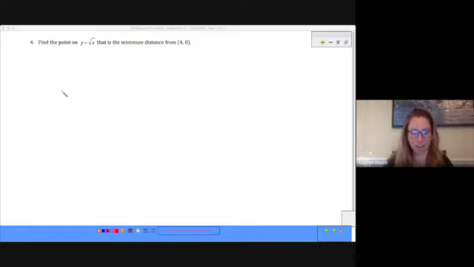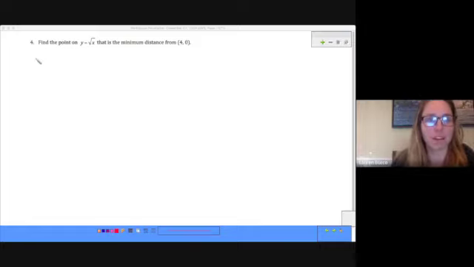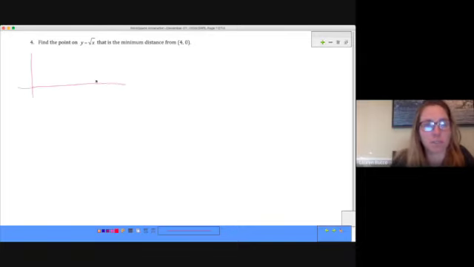Ooh, I love this one. I think I say that every time I see a new problem. All right, so find the point on y equals square root of x that is the minimum distance from 4, 0. So you guys know what the square root function looks like. It looks like this. And 4, 0 would be right about here, 1, 2, 3, 4. And we want to find the point on this function that is the minimum distance. So once again, minimum. We're optimizing. We're finding a minimum value from 4, 0.